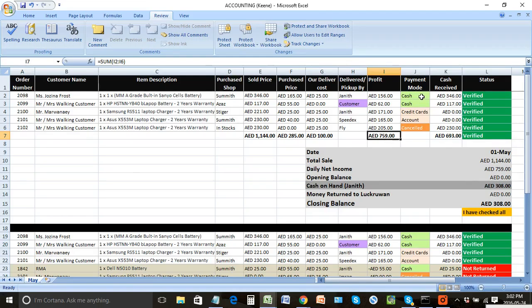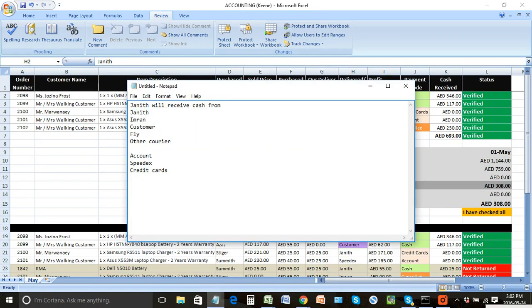If Janit delivered here, it has to be cash here. If the customer collects from it, it will be cash. Okay. And if Janit delivered and the customer paid by credit card, I'll explain to you here again. Okay, pay attention. So Janit will receive cash from these sources.